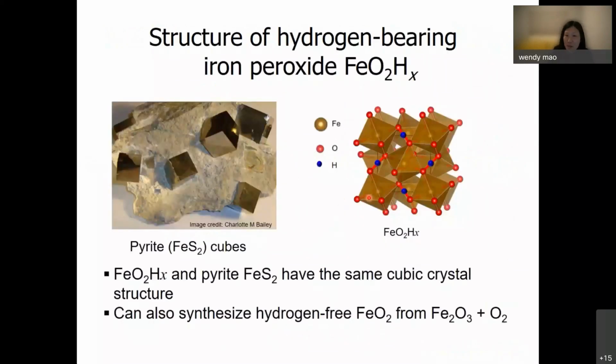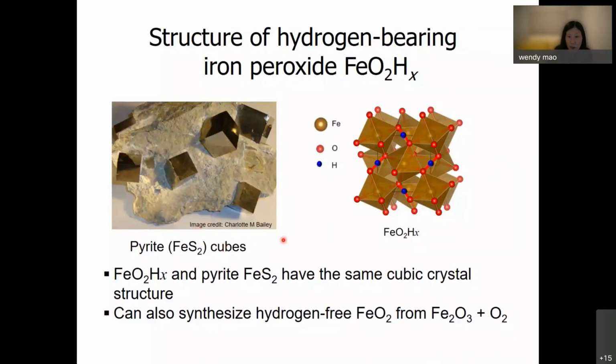So this new hydrogen-bearing iron peroxide has the same crystal structure as pyrite, FeS2. And if you think about the periodic table, this makes sense, since oxygen sits right above sulfur. So basically it's the same structure as pyrite, but with oxygen replacing sulfur in the cubic lattice.